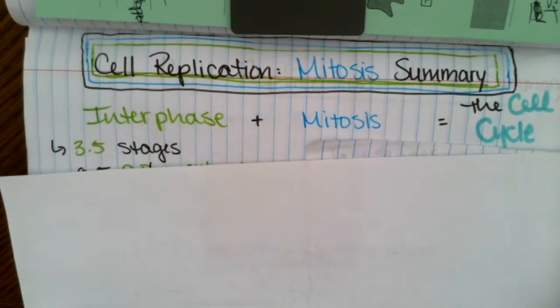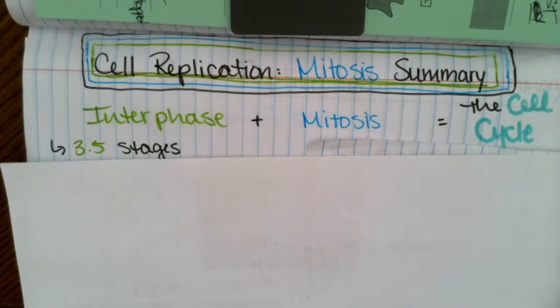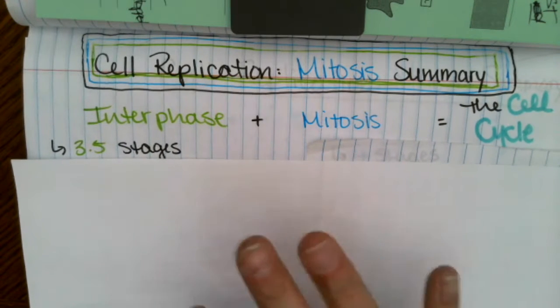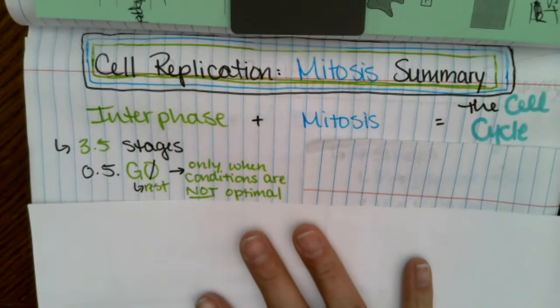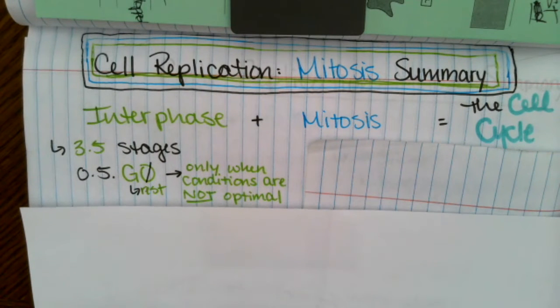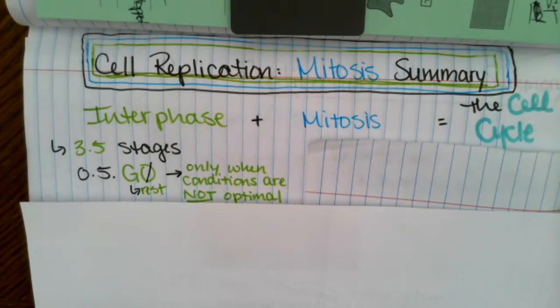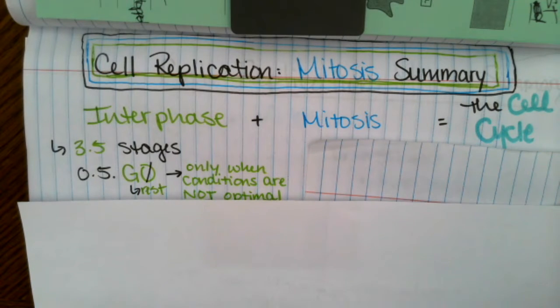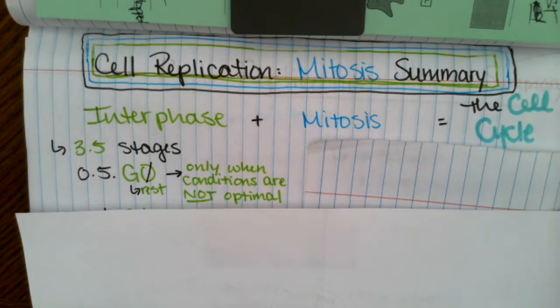So interphase is going to consist of 3.5 stages. All right, now the first stage, why would I have 3.5 stages, Miss? Why not just round up to 4? So the reason is because this first stage that we're going to talk about, or this 0.5 stage, is kind of in a way optional because it's only going to occur when conditions are not optimal. Okay, so this is our G0 phase, and again, this is kind of like an optional phase. Unless we don't have enough food or we don't have enough water, we are going to want to continuously replicate our cells. So in this stage, right, it's just when conditions are not met.